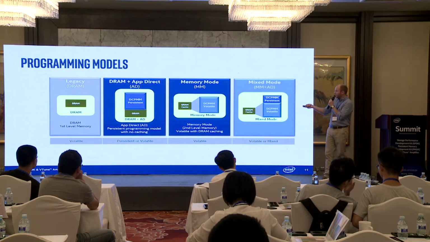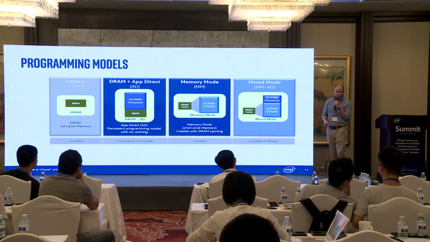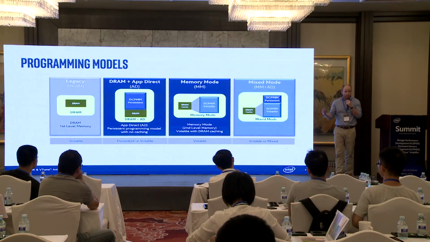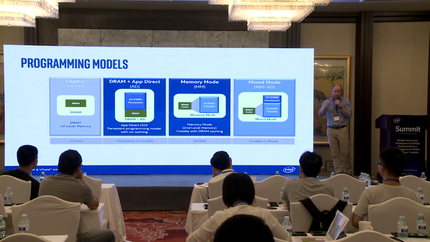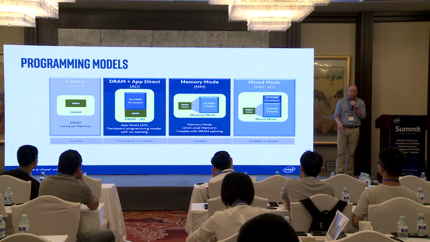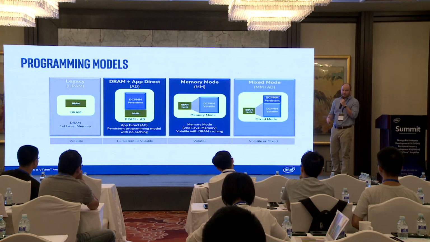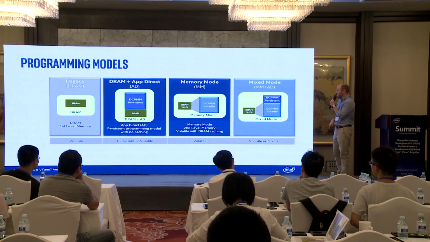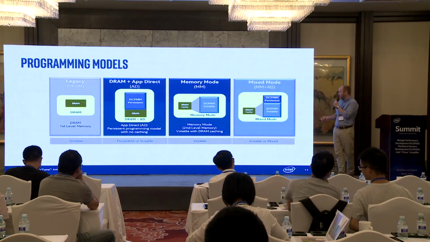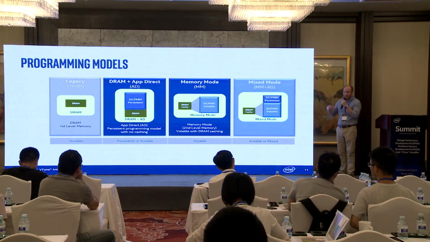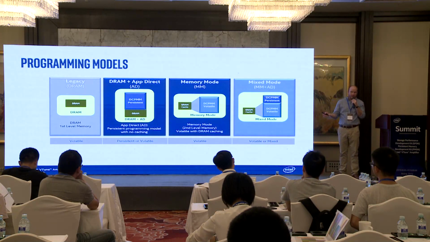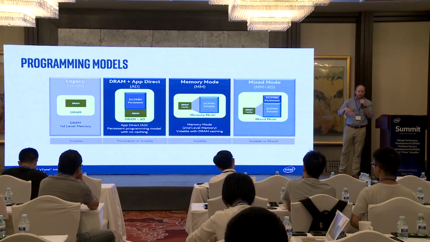App Direct mode has the opportunity to give more performance and also persistence if the developers want to spend some time manually choosing which objects to put in DRAM and which objects to put in persistent memory. And they can do that either with custom APIs or using a library like PMDK, for example. And there is a mixed mode supported as well. If you have a lot of Optane DC persistent memory and you want to use some of it as App Direct and some of it as memory mode, you can do that.